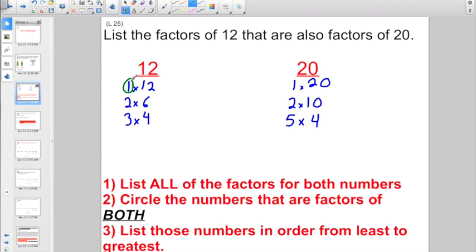Go ahead and circle the ones that are the same. I have 1s both there. I have 2s on both sides. I have 4s on both sides, right? And I believe that's all I have. So last step, put them in order from least to greatest. 1, 2, and 4 are all common factors of 12 and 20.